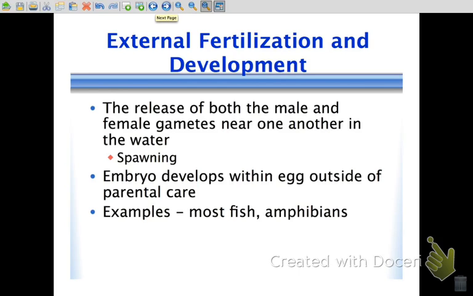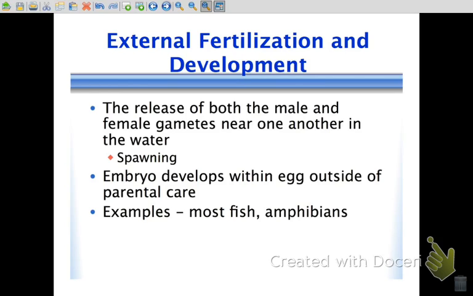Lastly, external fertilization and external development. It's the release of both the male and female near one another. It has to be in water. Think about in the internal that it has to be in a liquidy solution so the sperm can swim and survive. And then external development, the fertilized egg will develop, the embryo will develop outside of any parental care.